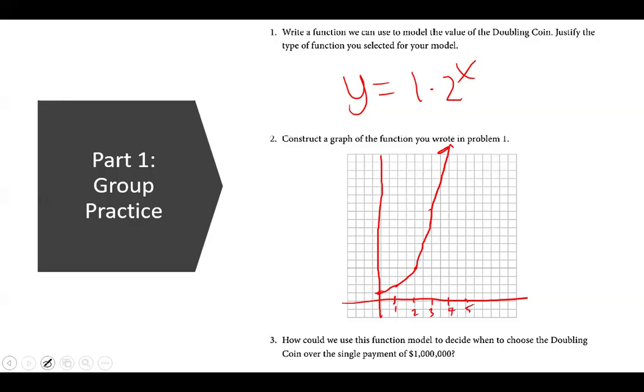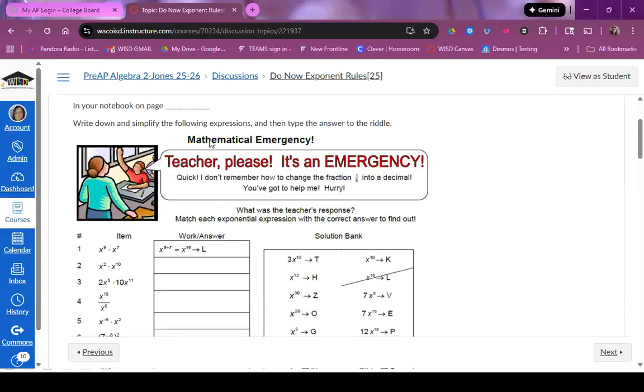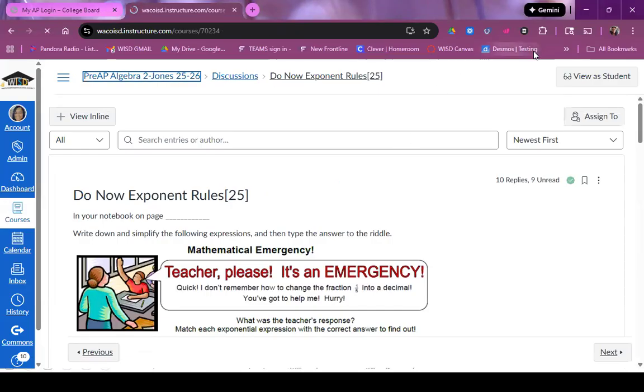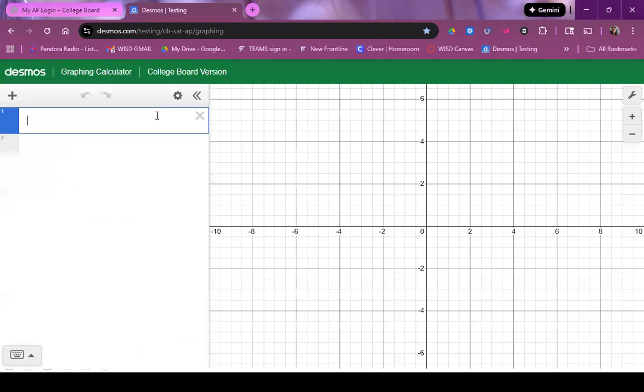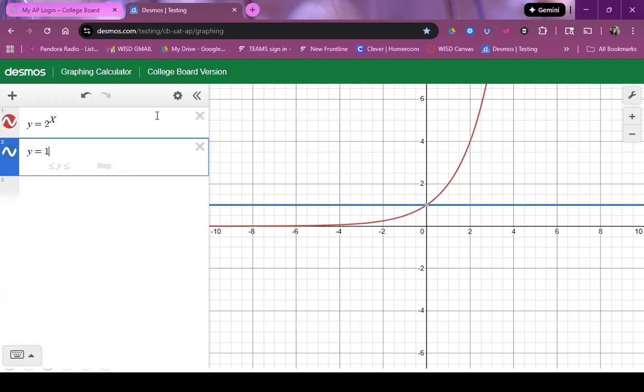Okay, so on your graph, we're going to go look at the graph. Essentially, we want to know when y equals $1 million. Need another 0 there, don't I? Yeah. So let's go look at our graph. I have a bookmark, so I'm going to click on the bookmark. So our function that we have is y equals 2 to the x. And we want to know, when does y equal $1 million?